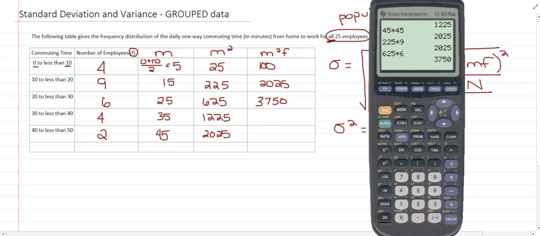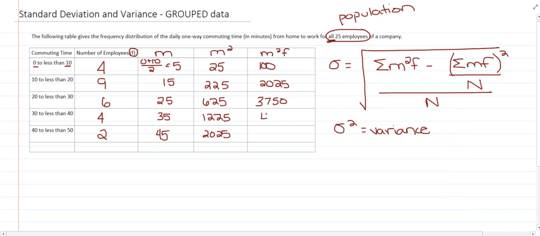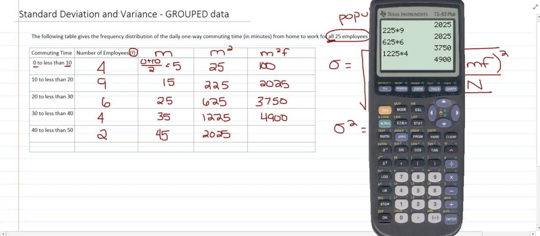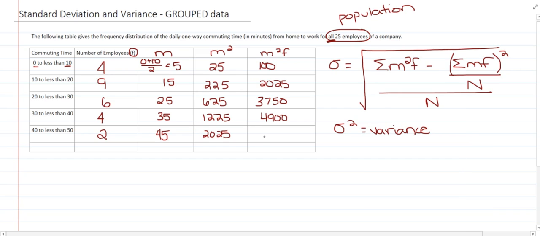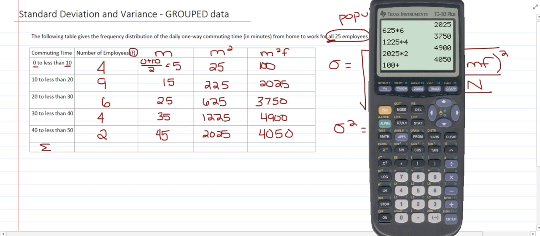Then I do 1225 times 4. That's going to give me 4,900. Then I'm going to do 2025 times 2, and that's going to give me 4050. And then for this part of the formula, I need the sum of that. So the sum of the midpoint squared times the frequency. So we can do a sum column here, and we're going to add those together. So 100 plus 2025 plus 3750 plus 4900 plus 4050 is going to give us 14,825.